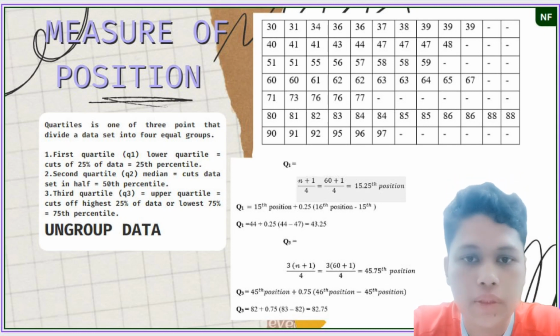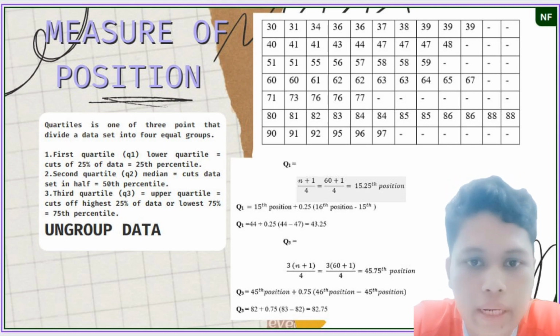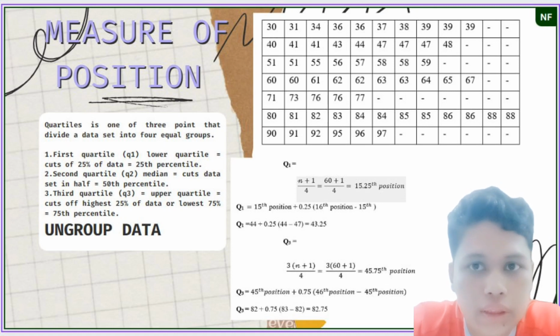Assalamualaikum warahmatullahi wabarakatuh. My name is Muhammad Najmi Fitri bin Ramli. My matric number is H21A2889. I'm going to talk about measure of position, which is quartile. Quartiles are three values that divide a data set into four equal groups. I'm going to talk about ungrouped data first. The first quartile is Q1, the lower quartile, which cuts off 25% of the data.